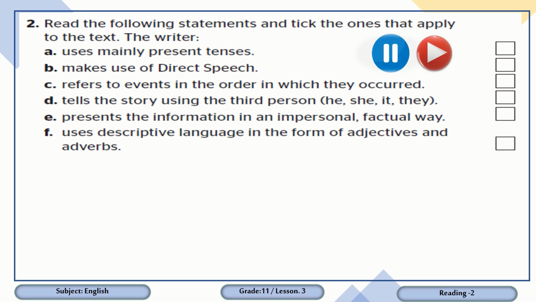Okay, now it's time to check the answers. Letter A. The writer uses mainly present tenses. Is it correct? Excellent. No, the writer didn't use present tenses because he was telling the story that happened in the past, so he used past tenses. Excellent.